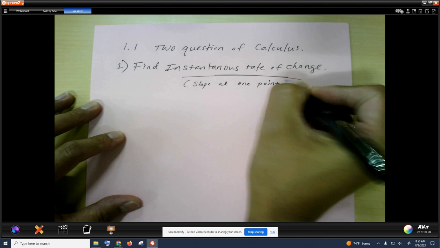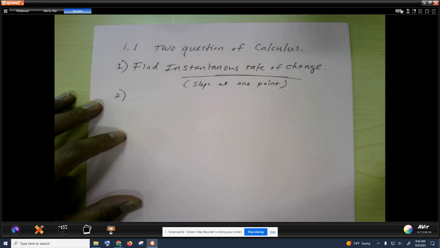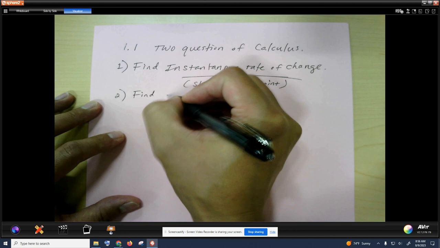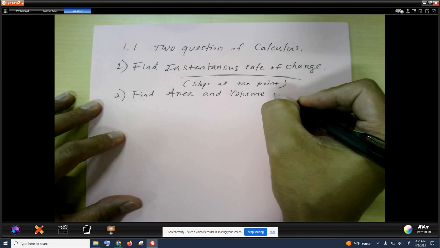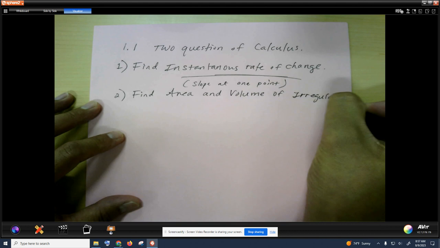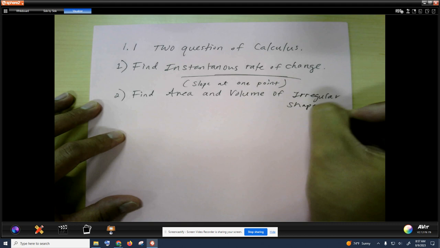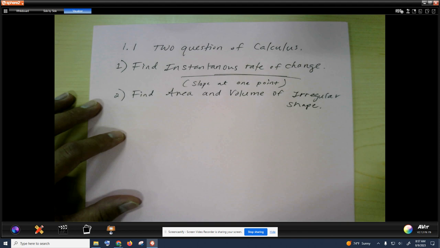Two, which is the second half of calculus, we will be looking for area and volume of shapes that are not concrete, like circles, triangles, rectangles, shapes that are just irregular. So it could be like the area underneath an x squared. That's not really like a rectangle or a triangle. It's a different shape that we have to find the area of.